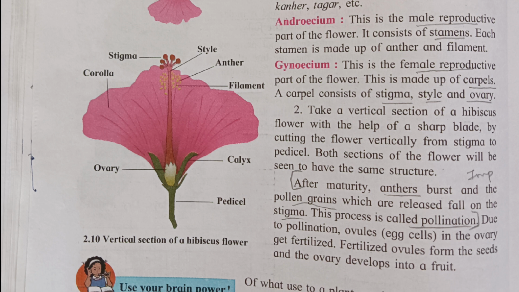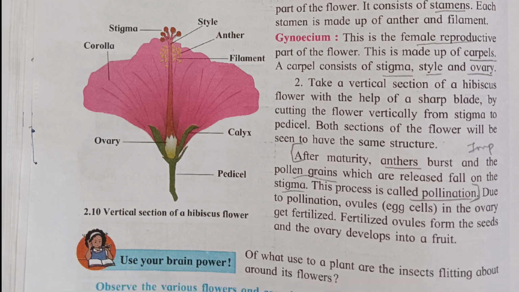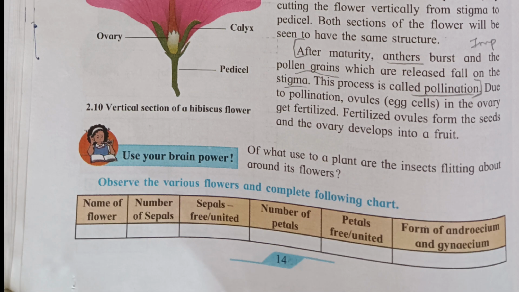Due to pollination, ovules in the ovary get fertilized. Fertilized ovules form the seed and the ovary develops into a fruit. Mark this point. Here a question can be asked: how is the ovary developed into a fruit? Of what use to a plant are the insects flitting about around its flower?